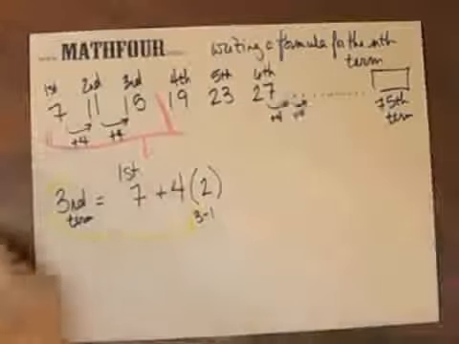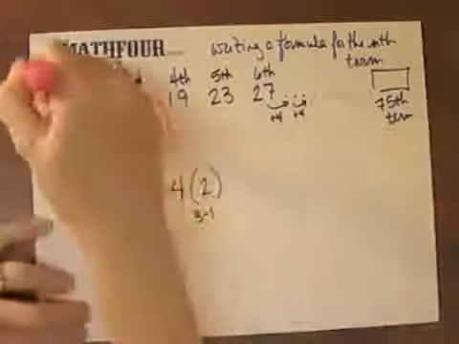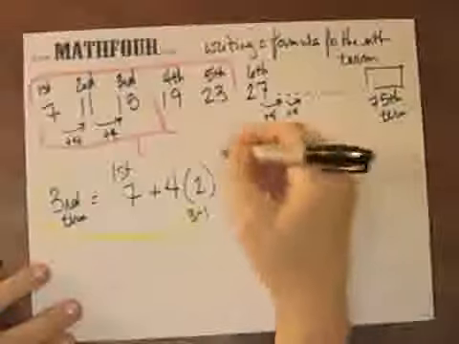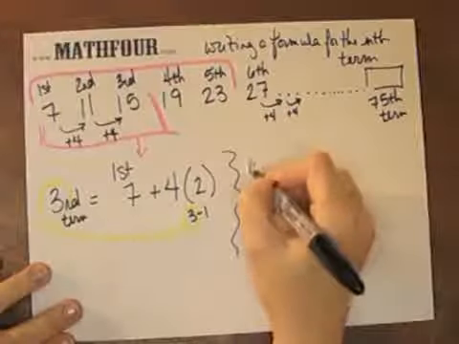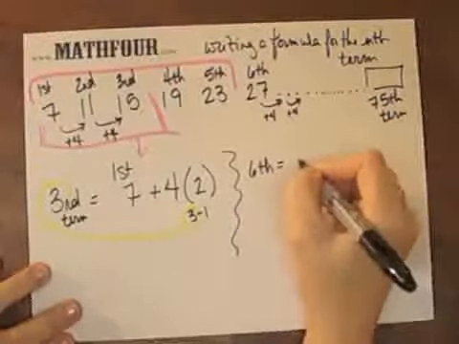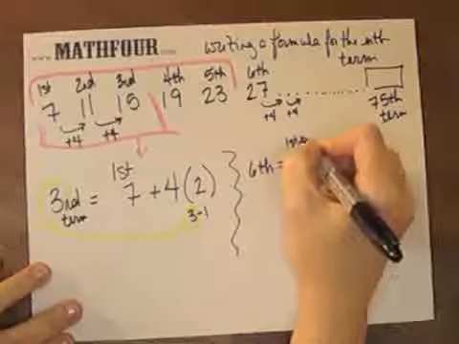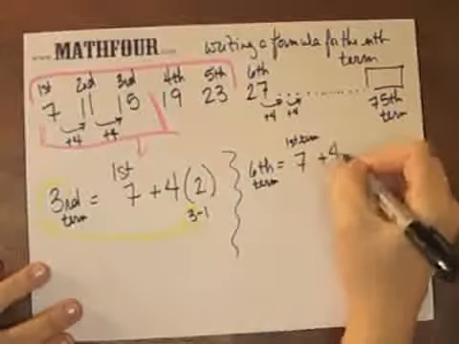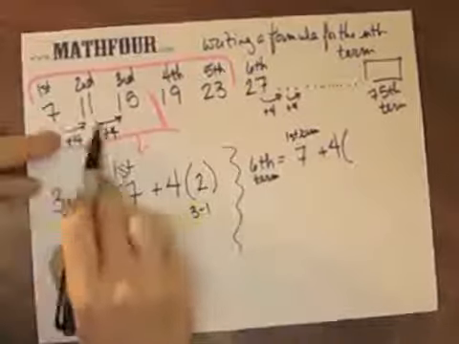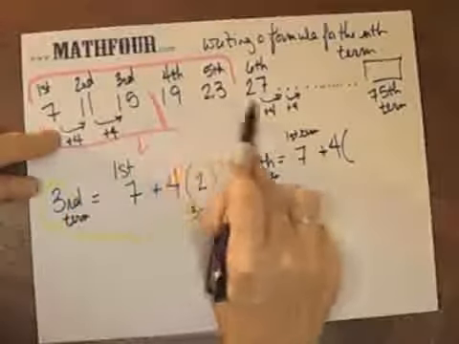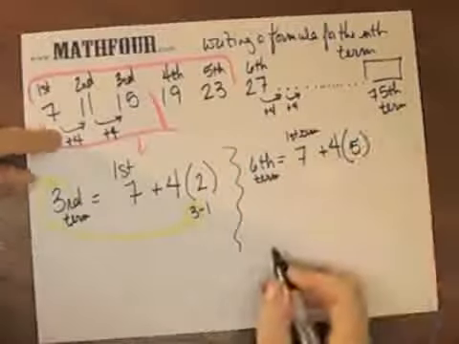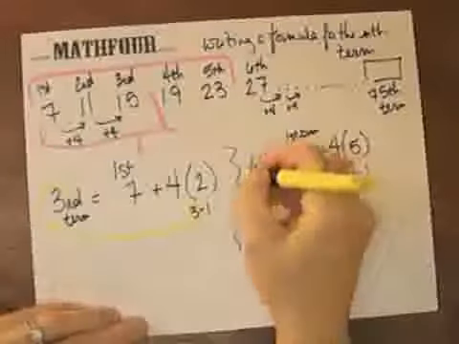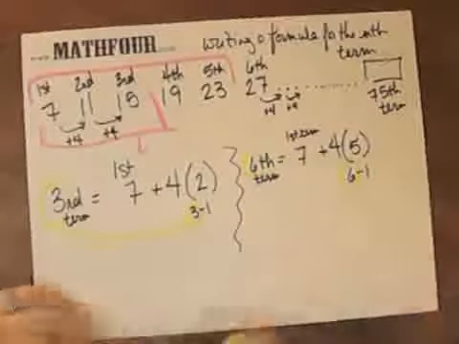So if we looked at it from the point of view of using maybe these 5 terms, we could say the 6th term is the first term plus 4 times, how many do we need? That's adding 1, 2, 3, 4, 5. Well, again, this 5 is 6 minus 1. So here's my 6th term, there's the 6.